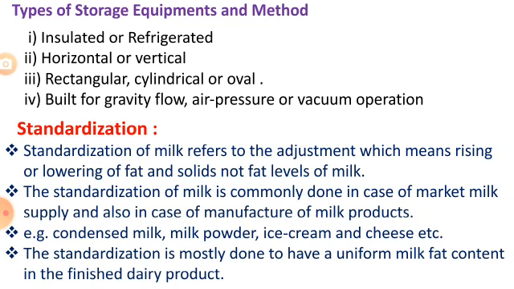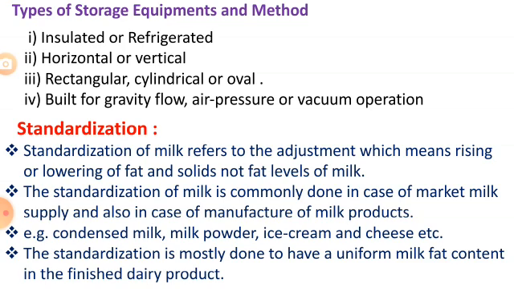Then the next one is horizontal or vertical. There are different types of storage tank. Some are horizontal storage tanks, and some are vertical types of storage tank. Then rectangular, cylindrical or oval. So round shaped storage tanks are also there. There are some rectangular storage tanks and some cylindrical types of storage tanks also used to preserve the milk.